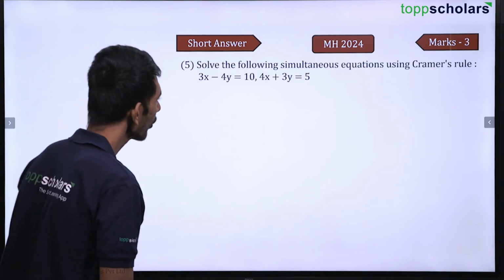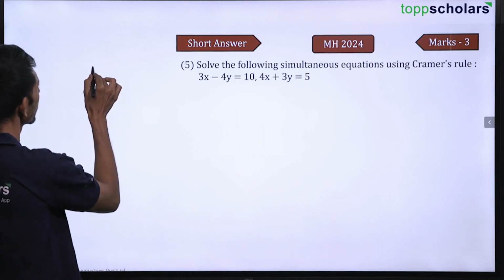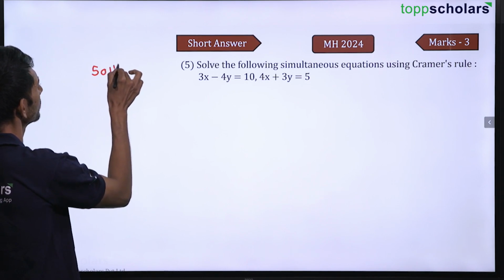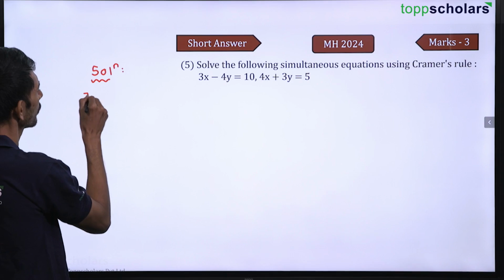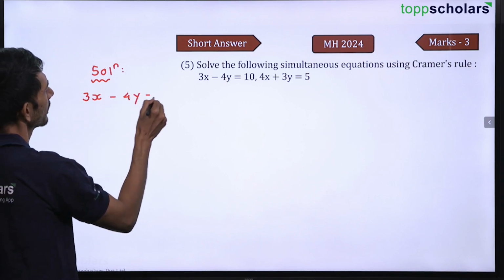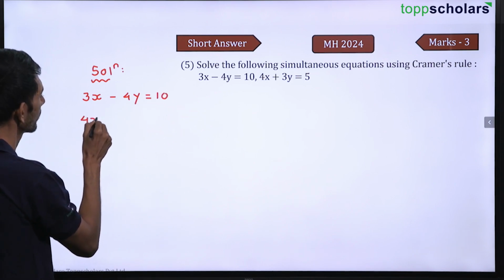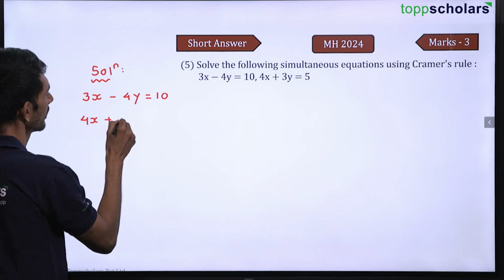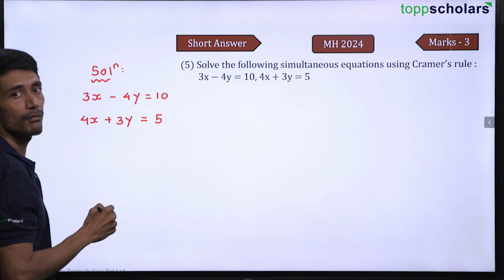It says, solve the following simultaneous equations using Cramer's rule. Same question again. We have solved such type of questions before. So we have 3x minus 4y is equal to 10, and then we have 4x plus 3y is equal to 5, right?